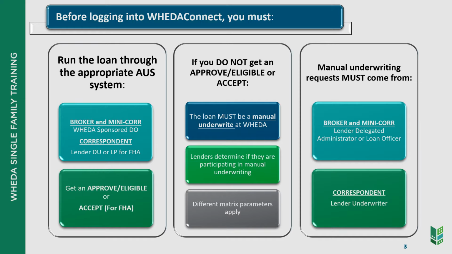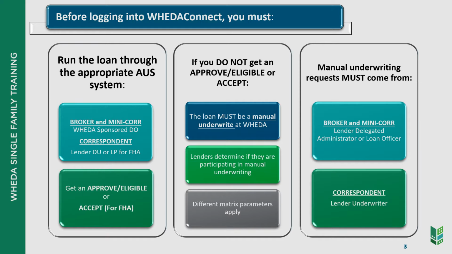For our correspondent lenders, you will utilize your own DU or LP for FHA. Ideally, you want to receive an approve eligible or accept determination. If you receive a refer with caution, there are a few things to remember. You must first determine if your lending institution is set up to allow WHEDA to manually underwrite your file. We do have a few correspondent lenders that choose not to participate in this option, and that is just fine.